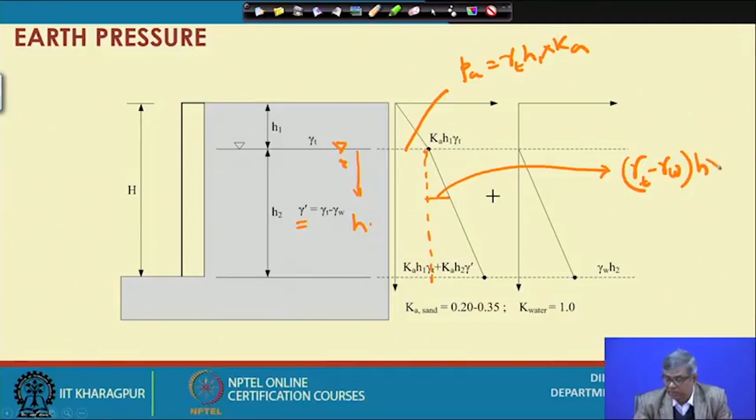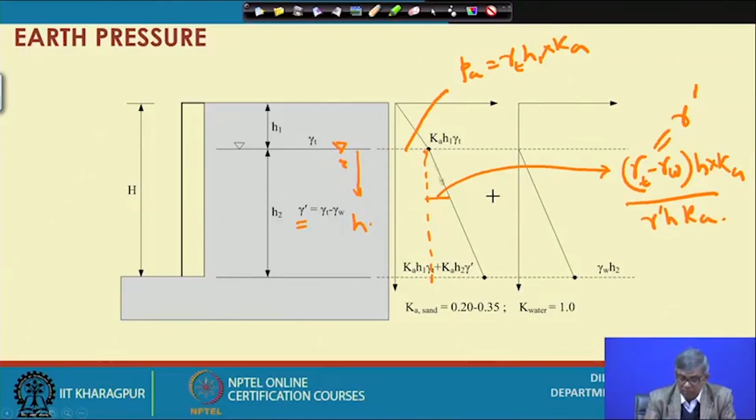So, multiplied by K, this will be added. And this can be written as gamma submerged. So that means we can write gamma submerged H K. So when I come from here to here, how much will it be? This height is H2. So, gamma submerged into H2 multiplied by Ka.